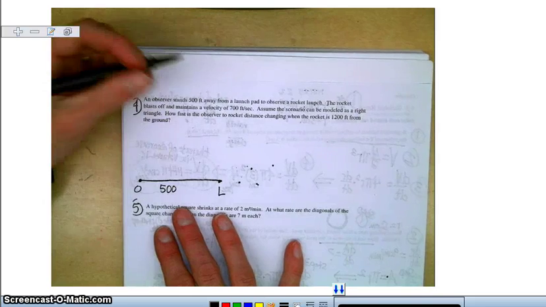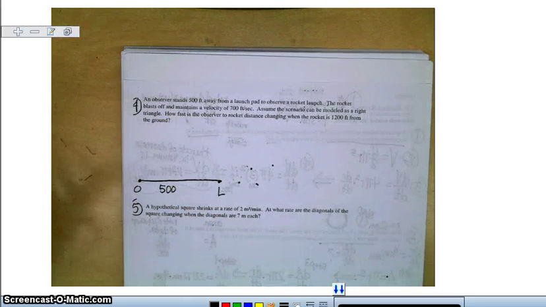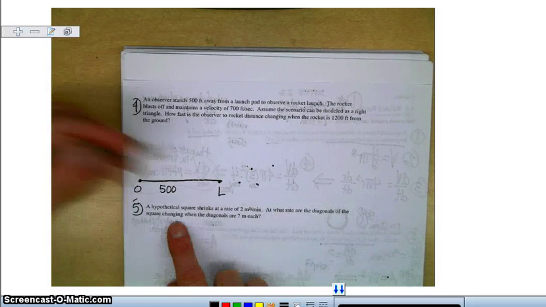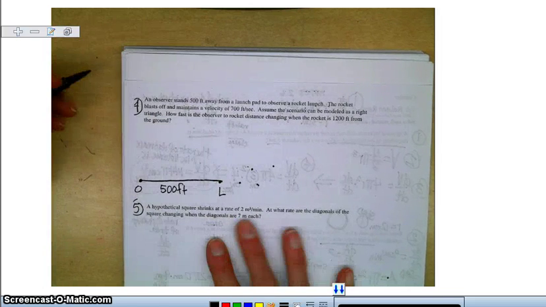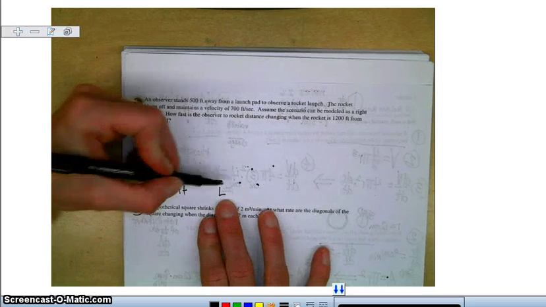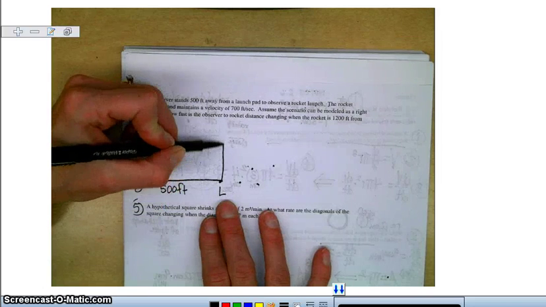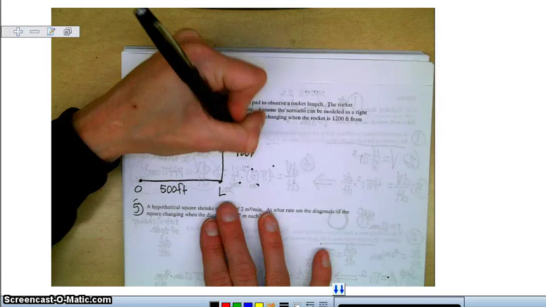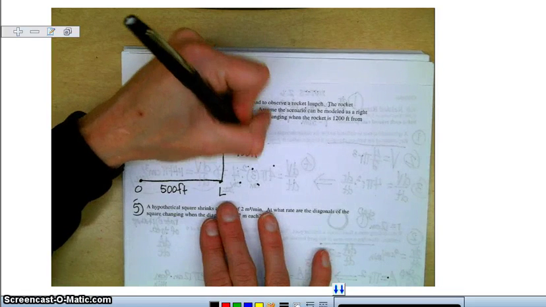You want your pictures to end up being a basic shape. That's what you want in the end. So don't try to make it fancy or anything. So observer, launch pad, 500 feet. The rocket blasts off and maintains a velocity. So the rocket goes up from the launch pad, and it maintains a velocity of 700 feet per second going up.